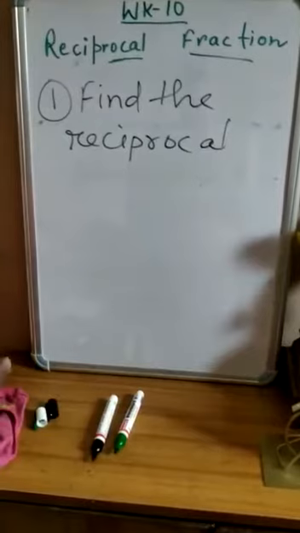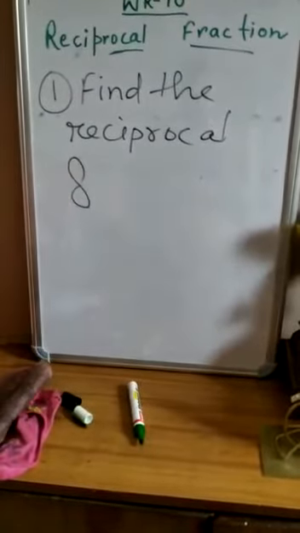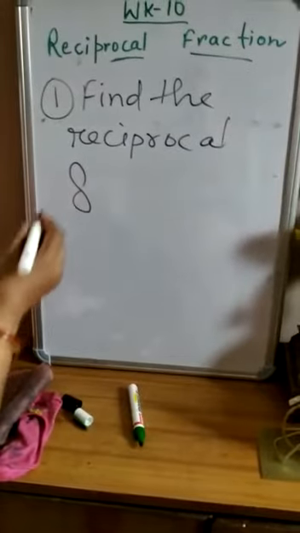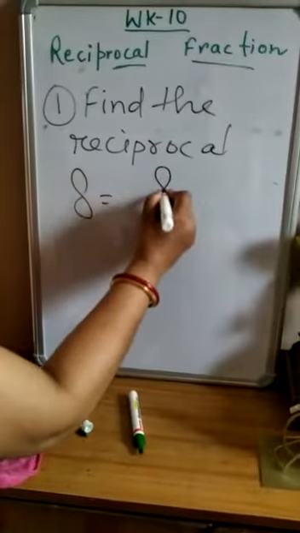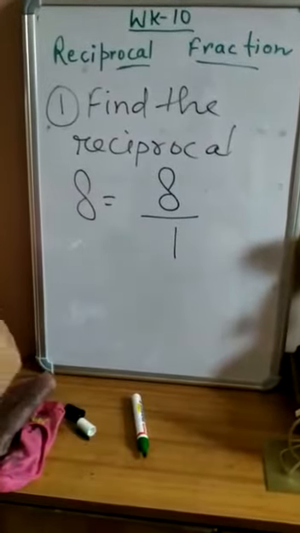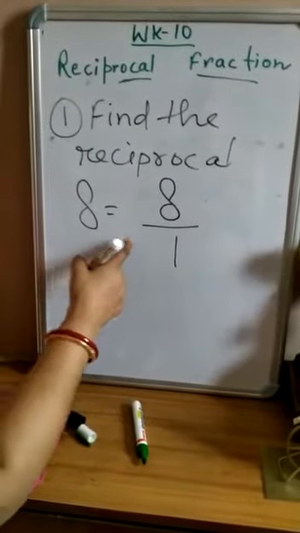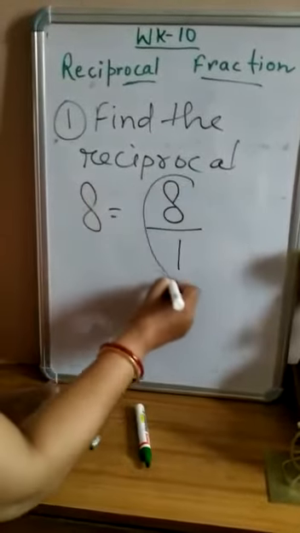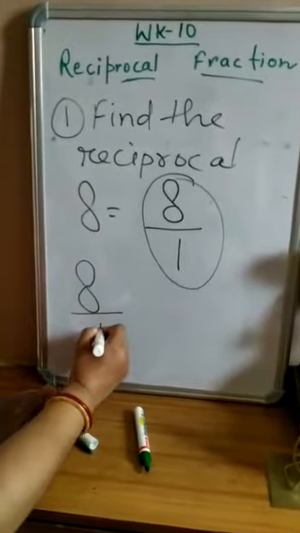Let us take another example. The example is 8. What is the reciprocal of 8? Now all of you see. We can write 8 as 8 by 1. What I have told you, the whole number can be written as a fractional number, 8 by 1. So you have to find the reciprocal of 8 by 1.